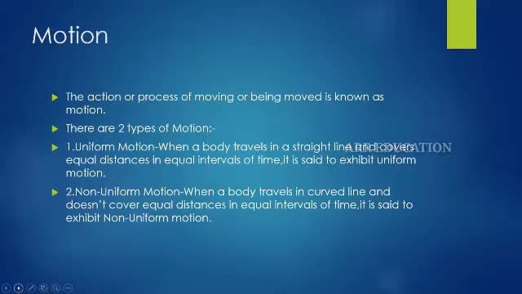What about non-uniform motion? When a body travels in a curved line, it doesn't cover equal distances in equal intervals of time. It is said to exhibit non-uniform motion. So, when an object changes its speed time to time, it is known as non-uniform motion.